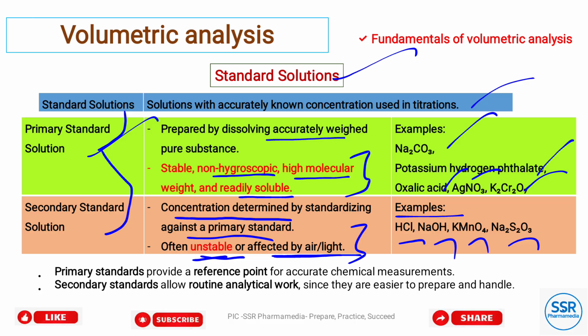Primary standard solution provides a reference point for accurate chemical measurement. Secondary standards allow routine analytical work since they are easier to prepare and handle.